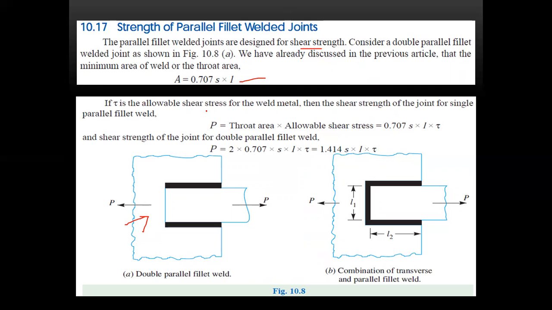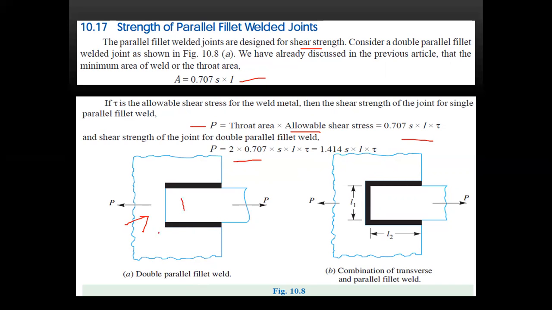If tau is the allowable shear stress for the weld metal, then the shear strength of the joint for a single parallel fillet weld P is equal to throat area into allowable shear stress, that is 0.707 s into l into tau. Therefore, for double shear, see here the double parallel fillet weld.